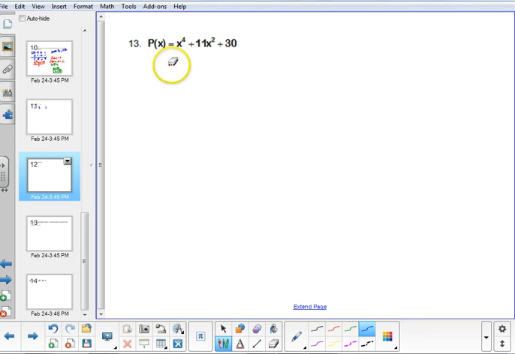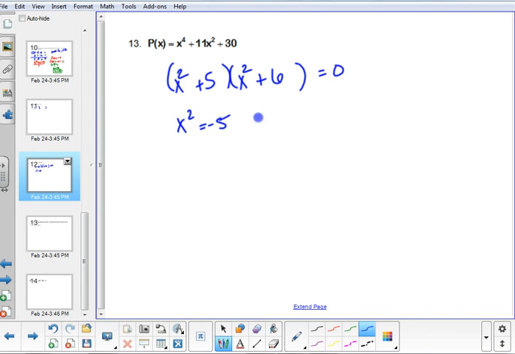Alright, 13. This one I can factor. X squared times x squared will give me x to the fourth, and then 30 adds up to 11. I'm thinking a plus 5 and a plus 6. Now, if I wanted to, I believe the question was solve these, find the zeros. They're all going to be imaginary, and that's why when I graphed it, I didn't see any x-intercepts. So here, I'm going to get plus and minus i square root of 5 when I square root, and here I get plus and minus i square root of 6.